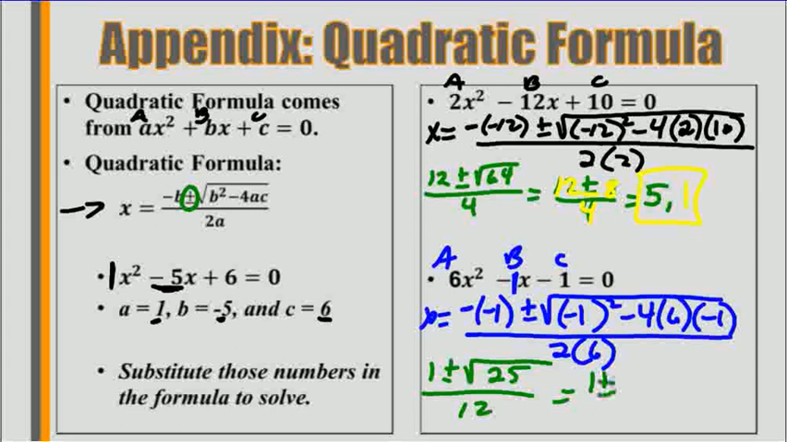Simplify: 1 plus or minus 5, divided by 12. We end up with 1 plus 5 is 6. 6 divided by 12 is a half. 1 minus 5 is -4. Divided by 12 is -1/3. So that was our lesson today, division by 0, and the appendix lesson using the quadratic formula.